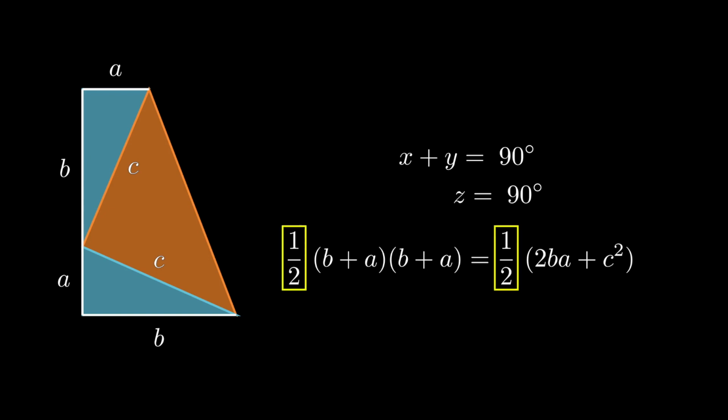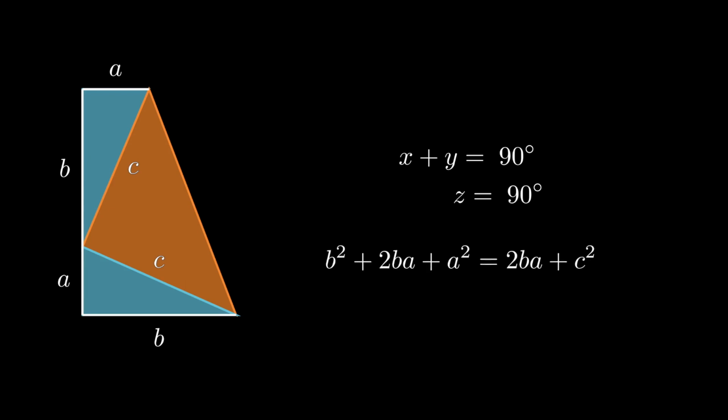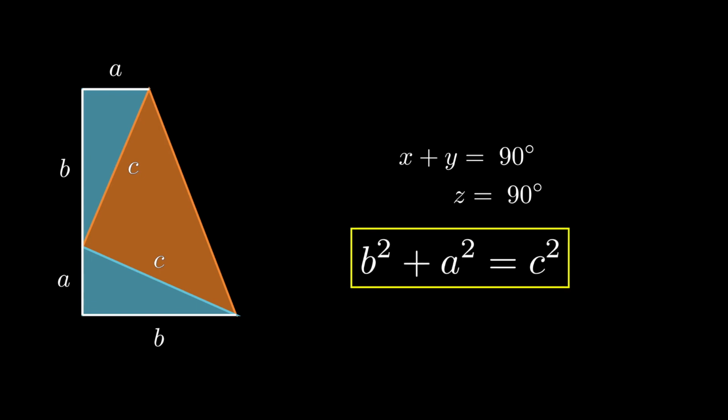Notice these halves on both sides of the equation. If we multiplied both sides of the equation by 2, these halves would cancel out. On the left side, we're left with B plus A whole squared, which simplifies to B squared plus 2BA plus A squared. And we can subtract 2BA from both sides, leaving just the Pythagorean theorem behind. B squared plus A squared equals C squared.